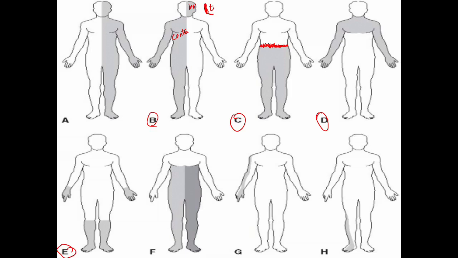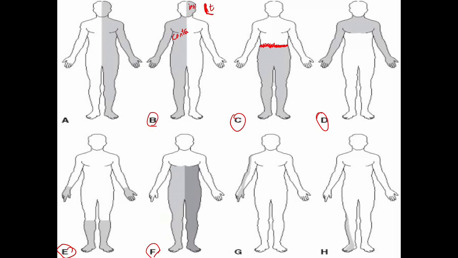Diagram E is the stocking and glove polyneuropathy. Stocking and glove polyneuropathy is famous among people who have diabetes.